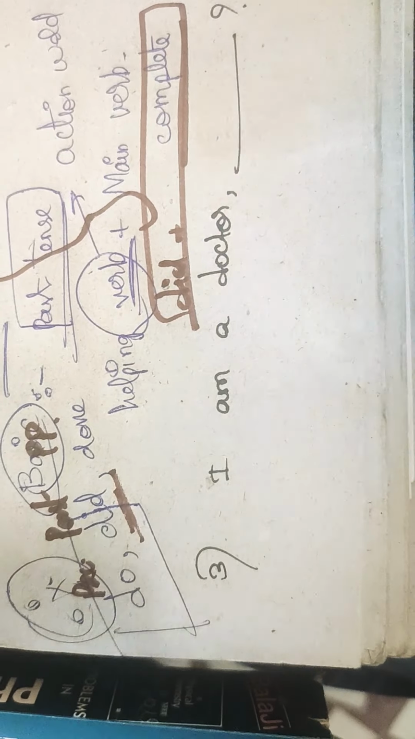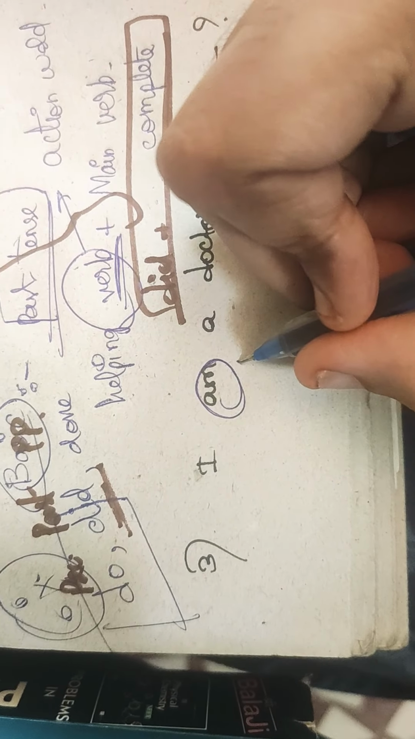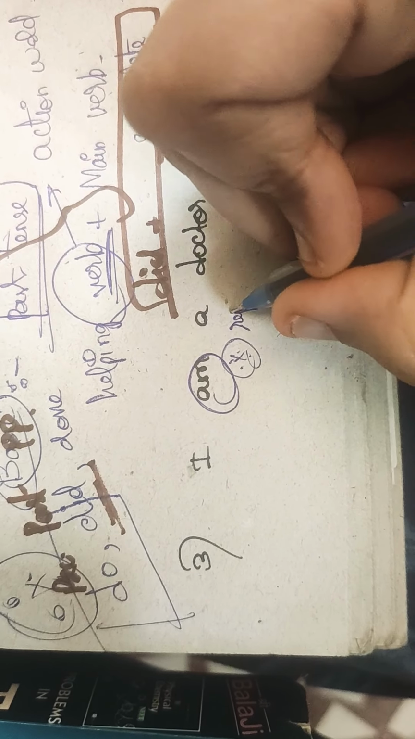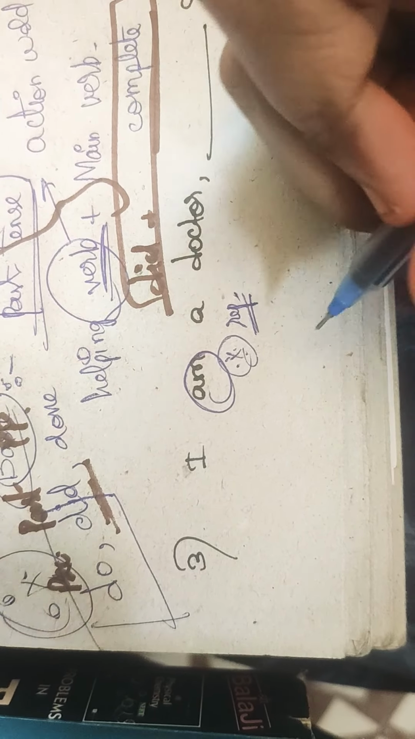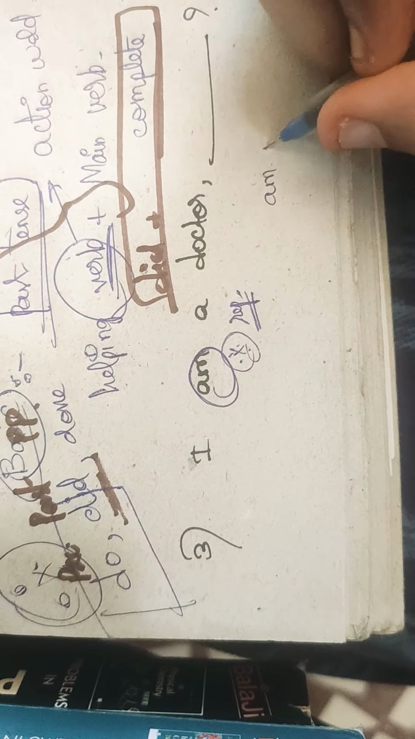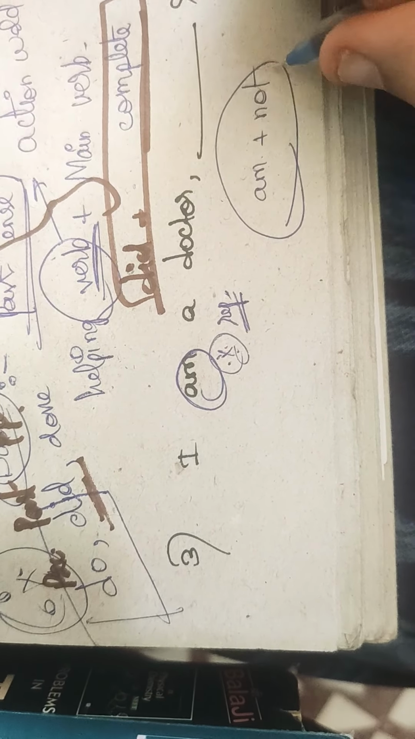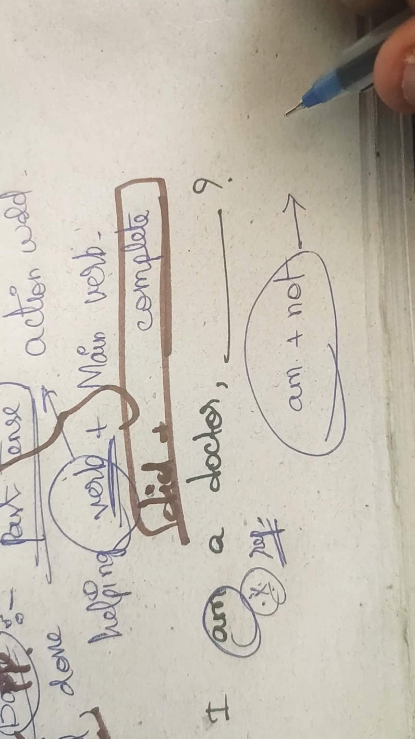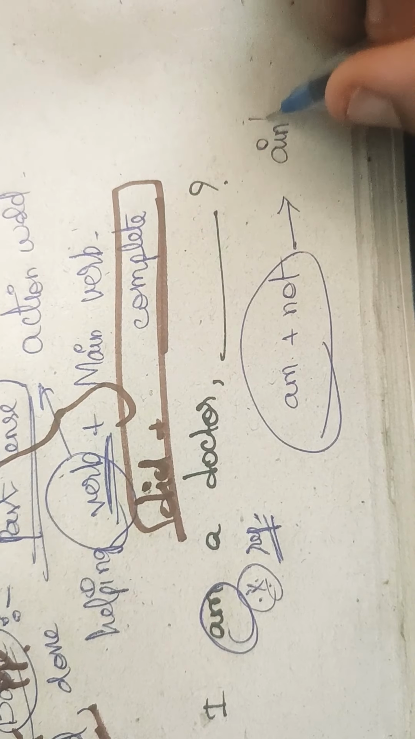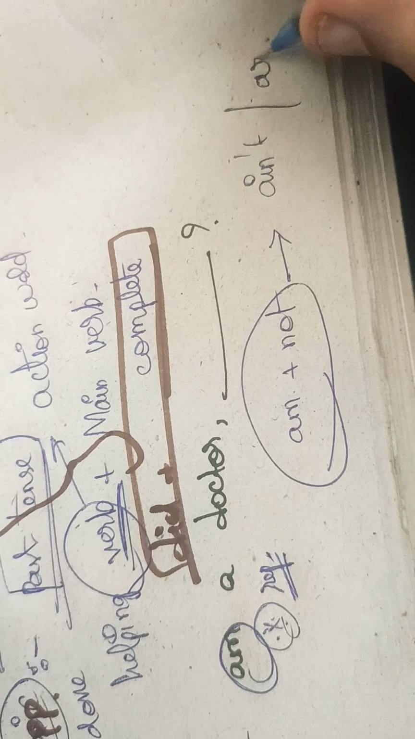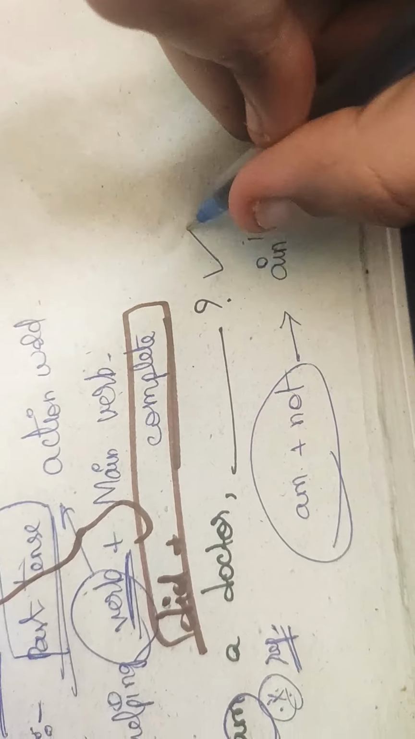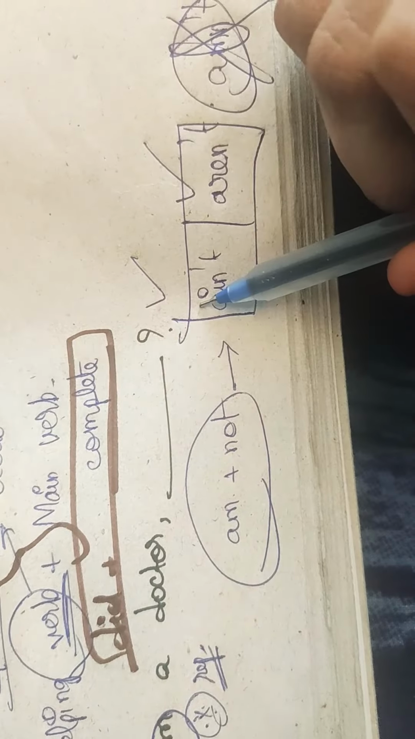I am a doctor, dash. This is the most repeated question they used to ask. This concept means am plus not. Many of us have a confusion here, but that confusion is going to vanish now for you. See, am plus not is nothing but ain't or aren't. You can write only these two. You can never write am't and all. It's not am't. So it is ain't or aren't you can write.